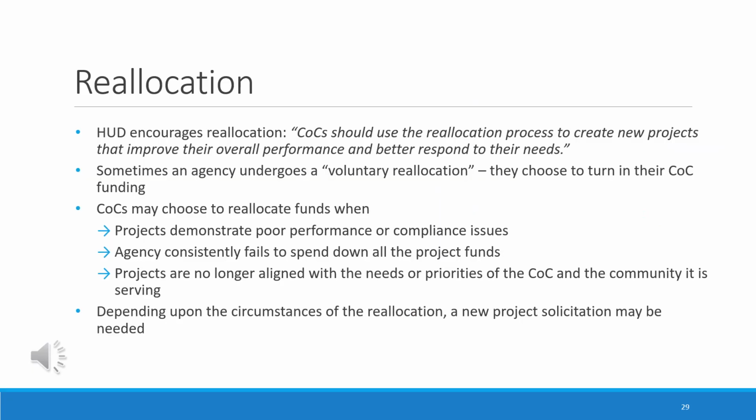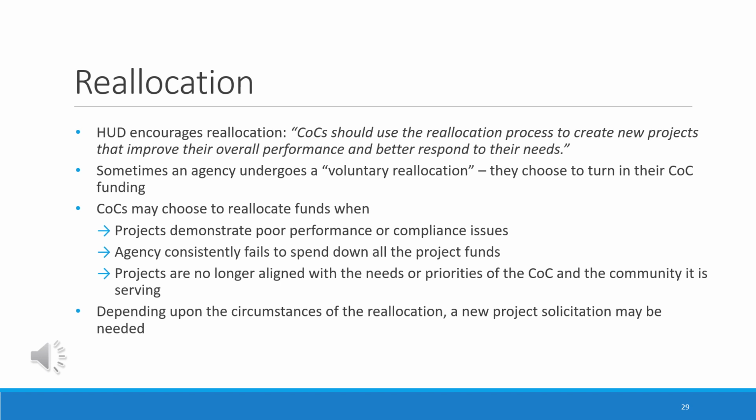Let's talk a little more about reallocation. HUD encourages CoCs to reallocate poor performing projects, although these are often difficult decisions for CoCs to make. HUD suggests that CoCs consider whether they can create a new project that will work better than their least well-performing projects. If yes, then CoCs should consider reallocating funds. Sometimes an agency undergoes a voluntary reallocation. Typically, this is when they are looking to combine grants or change a project type, for example, to go from a transitional housing to permanent supportive housing project.